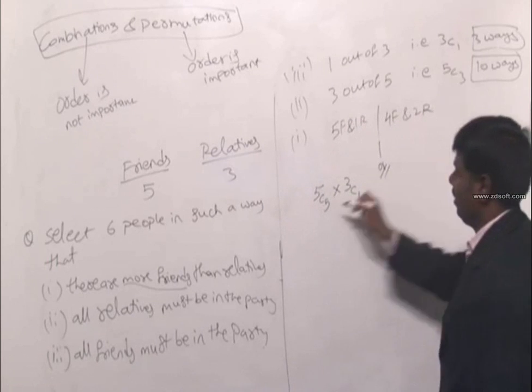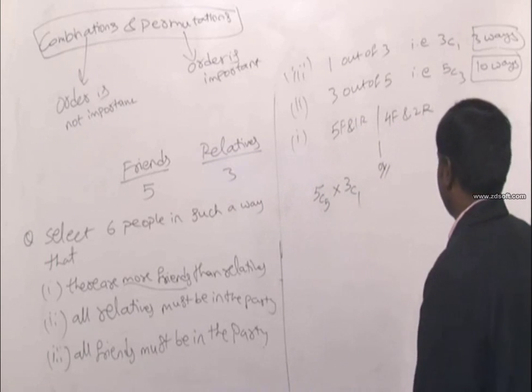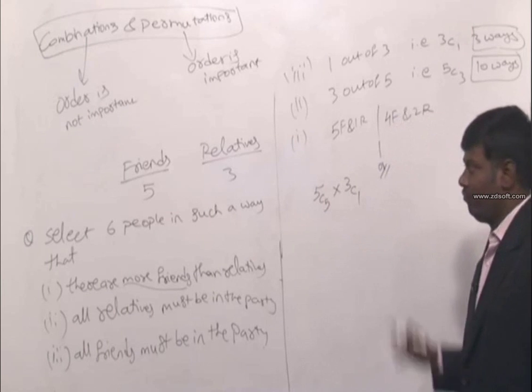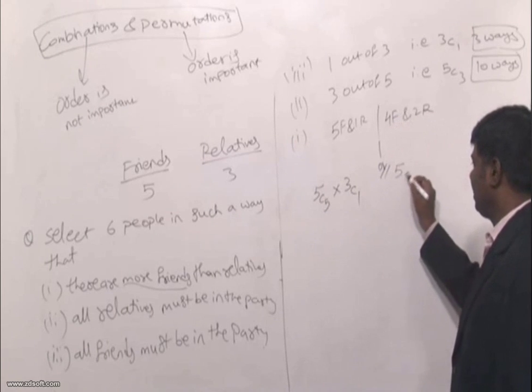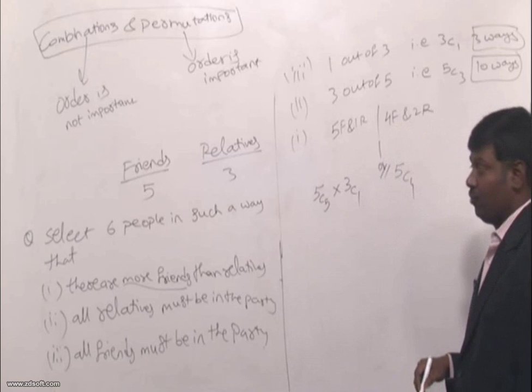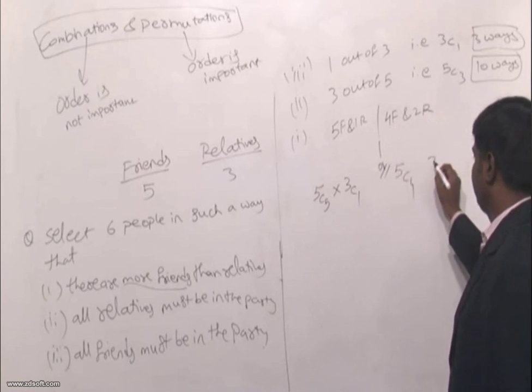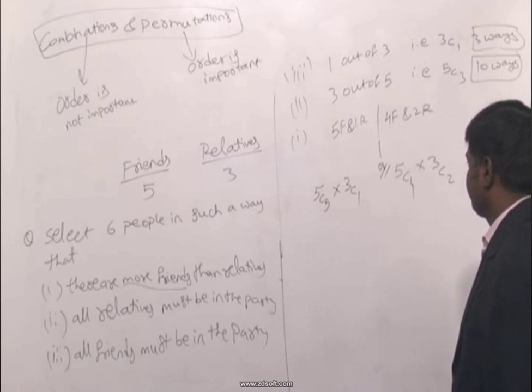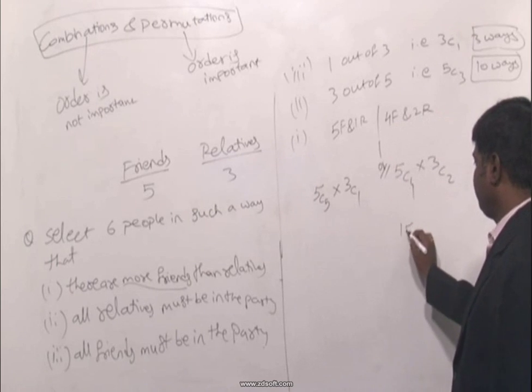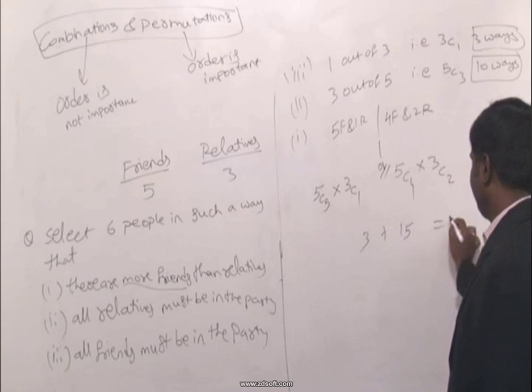Right? You can write like this or like this. Both are same. Now in this case, 4 friends and 2 relatives. You want 4 out of 5. In how many ways you can select? 5 ways. For each of those possibilities, in how many ways you can select 2 relatives? Right? 15 plus 3, 18 ways.